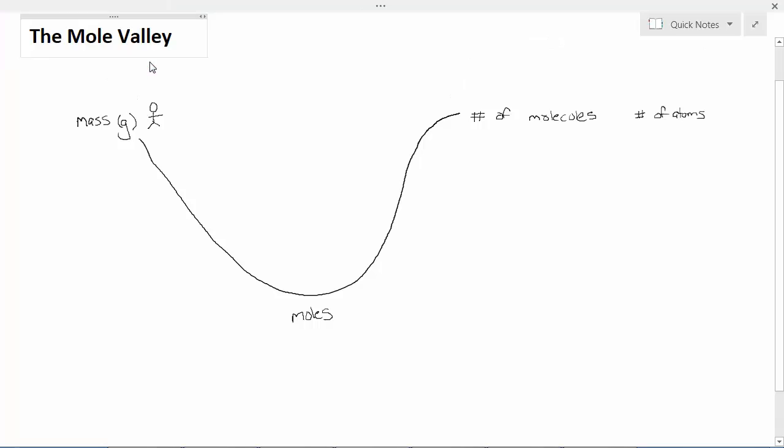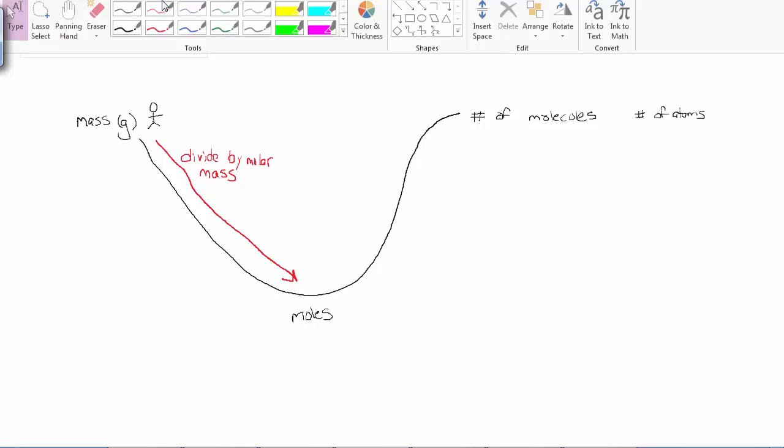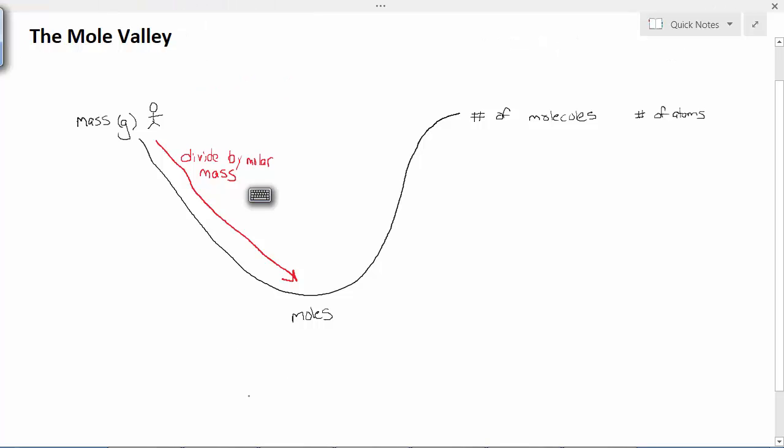The bottom of the valley, the unit is moles. So in order to transition from a mass unit to a unit of count like molecules or atoms, I must use the molar conversion. Descending the valley, going from mass to moles, I'm dividing by the molar mass. Remember, the molar mass is the mass that you would add up for any molecule using all of its atoms and their masses from the periodic table. If I'm going to convert from moles back to mass, I'm multiplying by the molar mass.